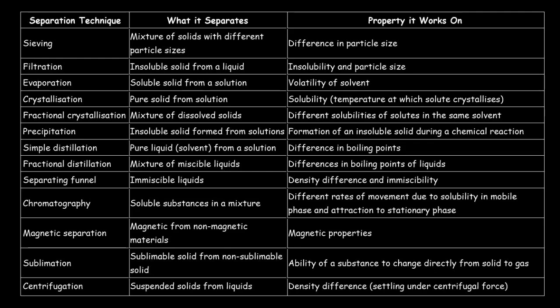We have chromatography. It is used for soluble substances in a mixture. Now, a different rate of movement due to solubility in mobile phase and attraction to stationary phase is the principle with which it works. We have magnetic separation, which is used for magnetic from non-magnetic materials, and it works on magnetic properties. We have sublimation, which is used for sublimable solid from non-sublimable solid. Now, it works on the ability of a substance to change directly from solid to gas.